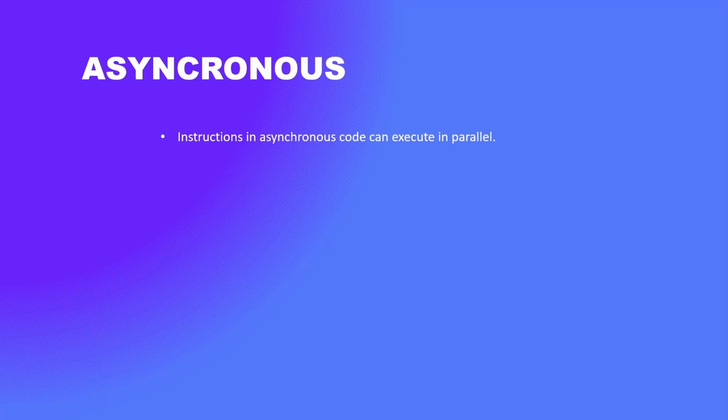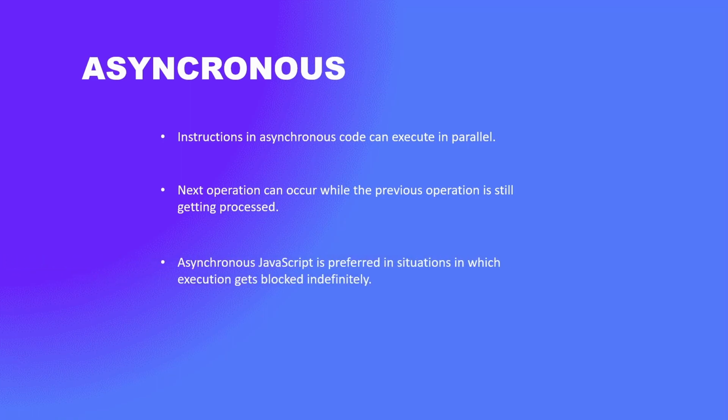Instructions in asynchronous code can be executed in parallel. So the exact difference between synchronous and asynchronous is that in synchronous it will execute one by one. In asynchronous, it will not run one by one. Next, one operation will not wait for another operation to finish. Asynchronous JavaScript is preferred in situations where execution gets blocked indefinitely.